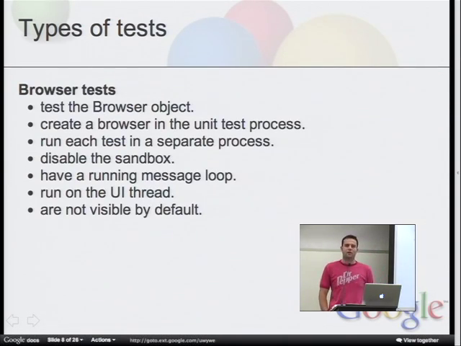The next step up in our testing types is browser tests. Browser tests create a browser object in the test so that you can test how your code is interacting with the browser object itself. It's actually a specialized unit test, but there's infrastructure set up so that it loads the browser automatically and you have access to browser internals. They're run in a different process, and the sandbox is disabled. There's a running message loop, so you've got to take that into consideration when you run things on different threads. And the default thread is the UI thread.